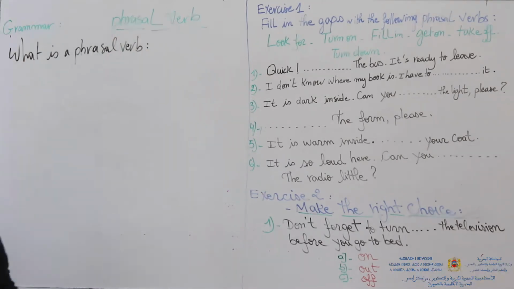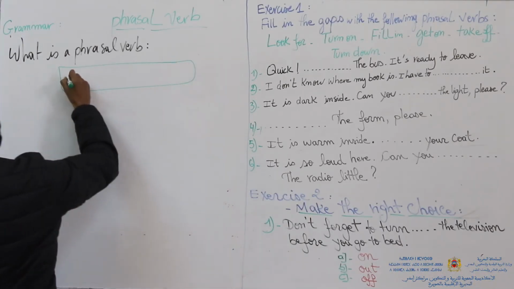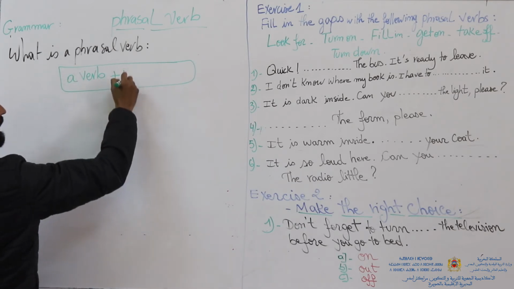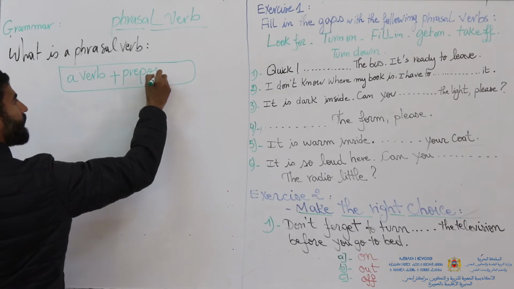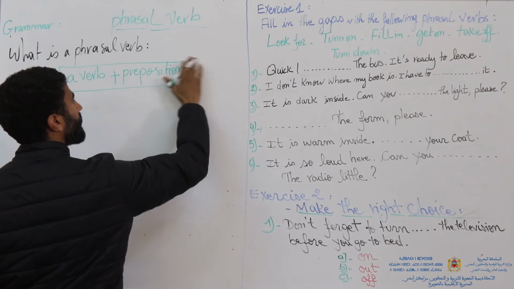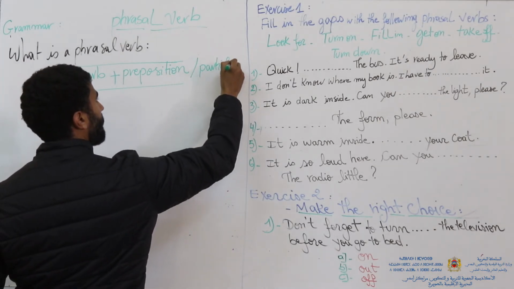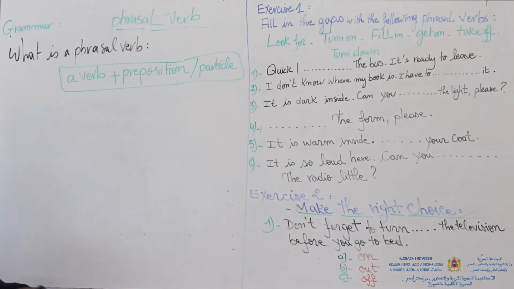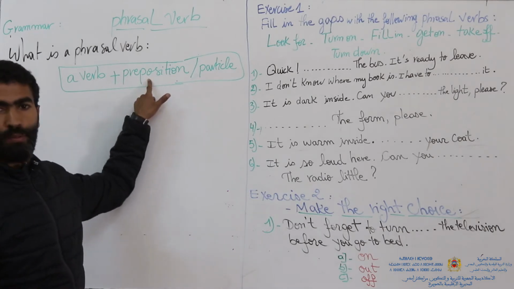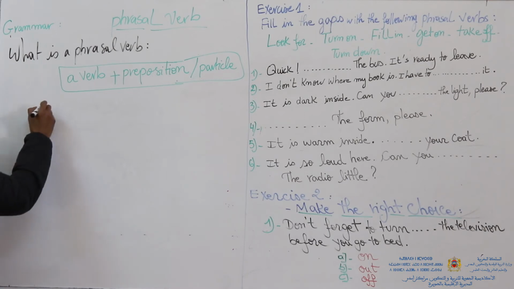A phrasal verb contains two things: a verb plus a preposition. We also call it a preposition or particle. So a phrasal verb is a combination of a verb plus a preposition, or particle. Now let's look at some examples.